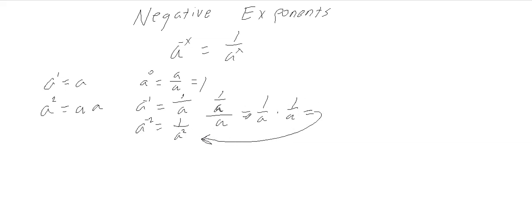And this keeps going, where if we did it again, divided by a, that's 1 over a squared over a again. Dividing fractions, 1 over a squared times 1 over a. So this would keep going. So a to the negative 3 is 1 over a cubed. That's a little better.